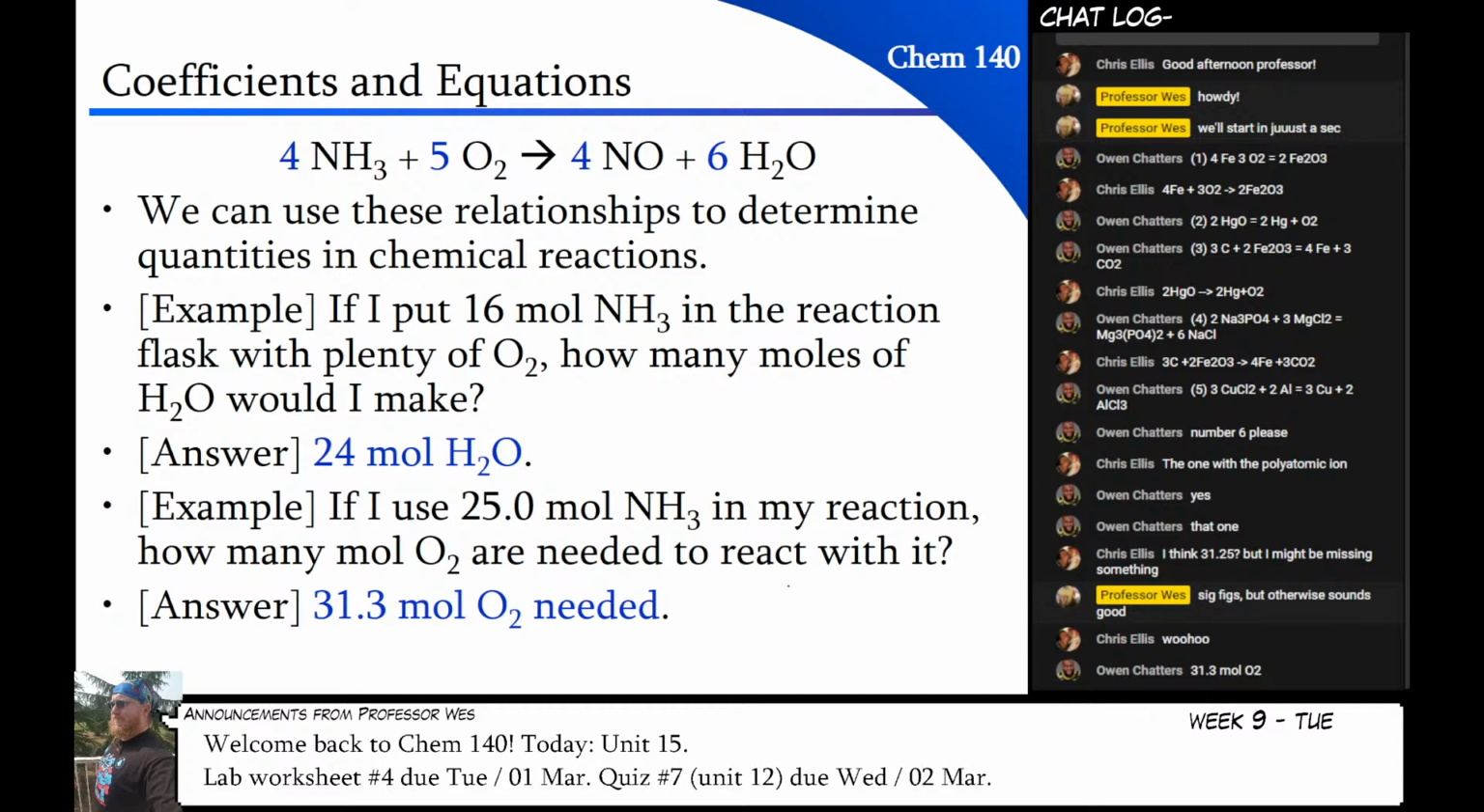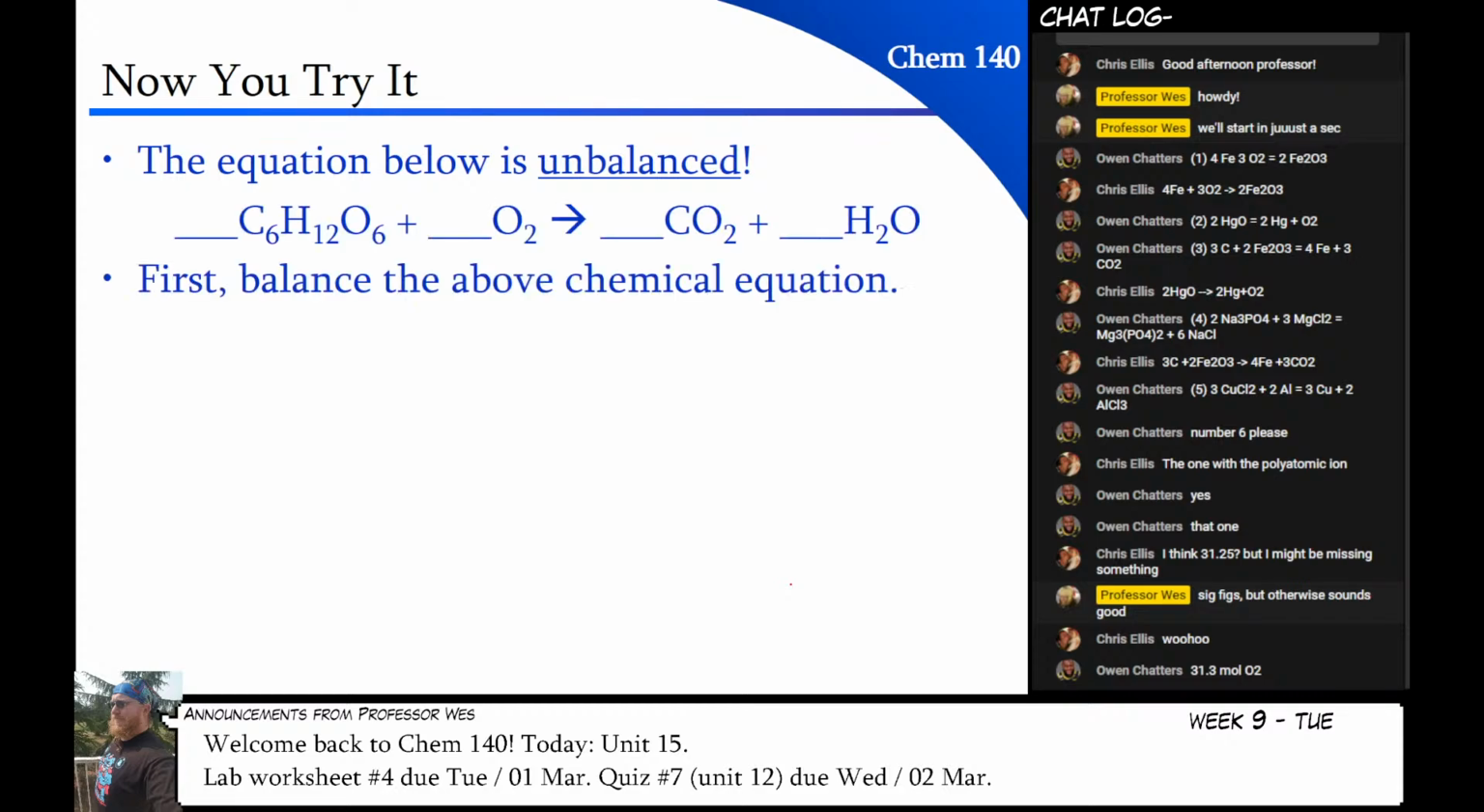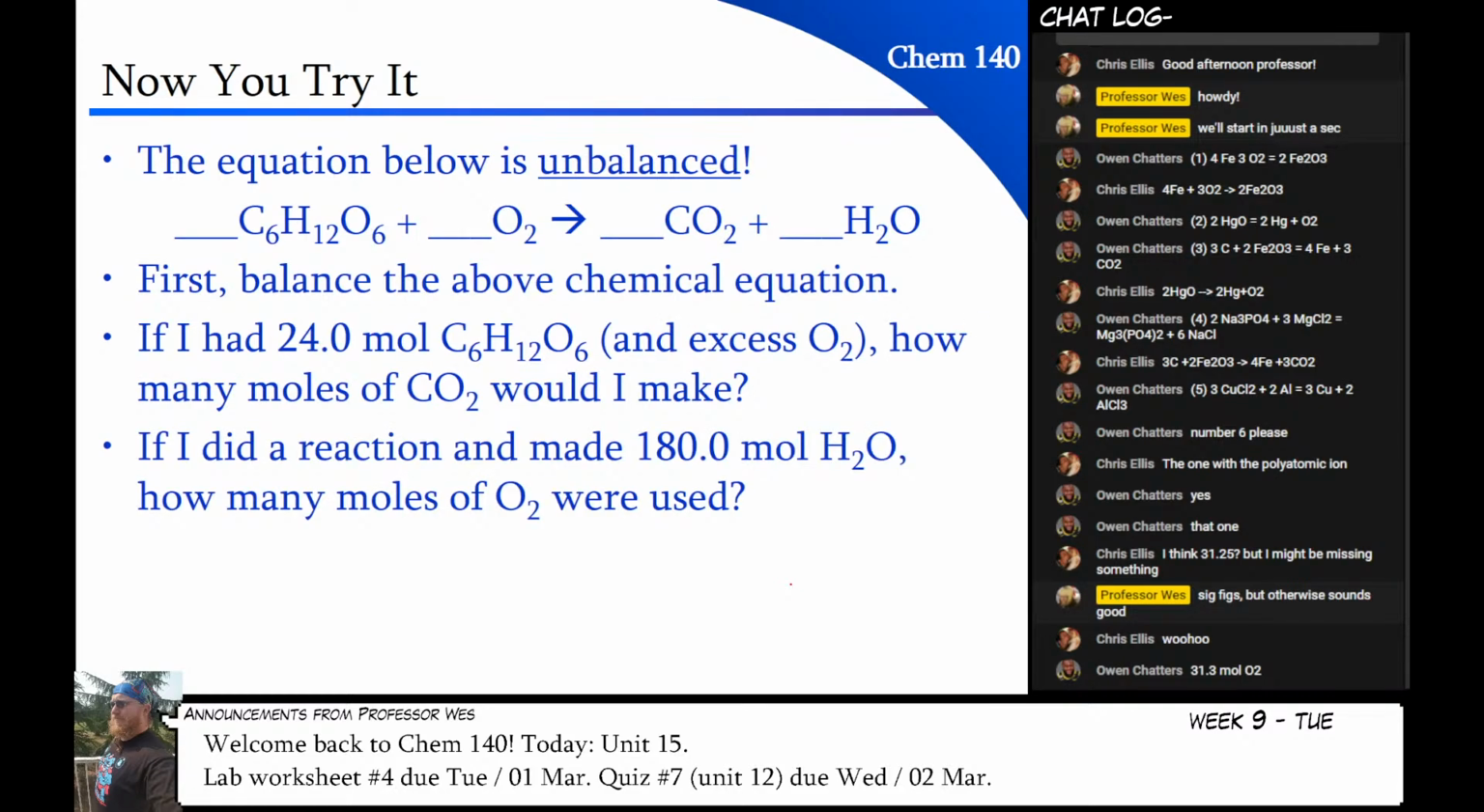All right. So this is a pretty straightforward concept. We can convert moles of something to moles of something else. Guess what we're going to do with it? I wonder. Maybe we won't use moles? Maybe we'll use something else. So here we go. This is just a concept check.